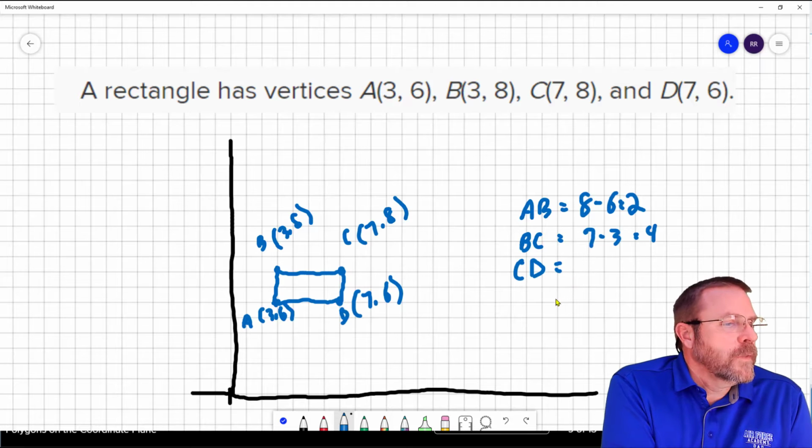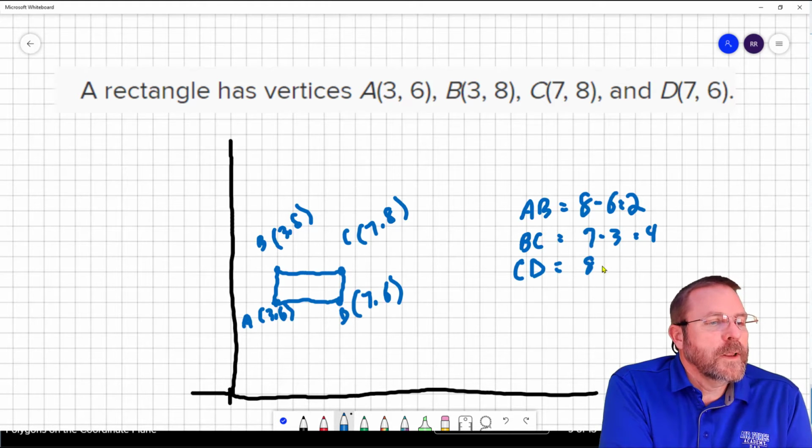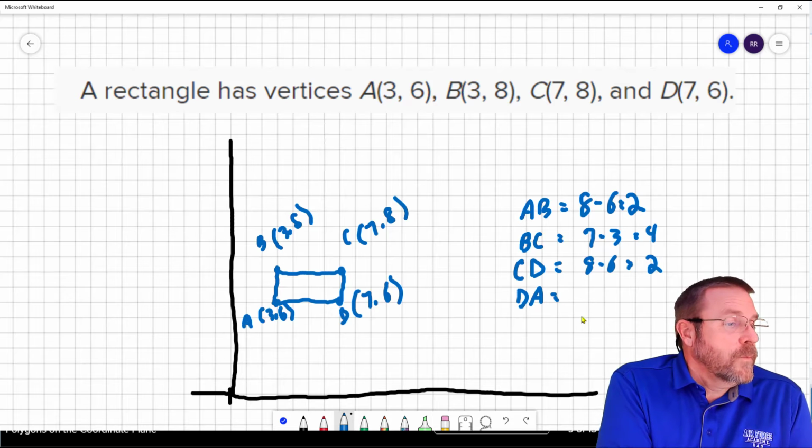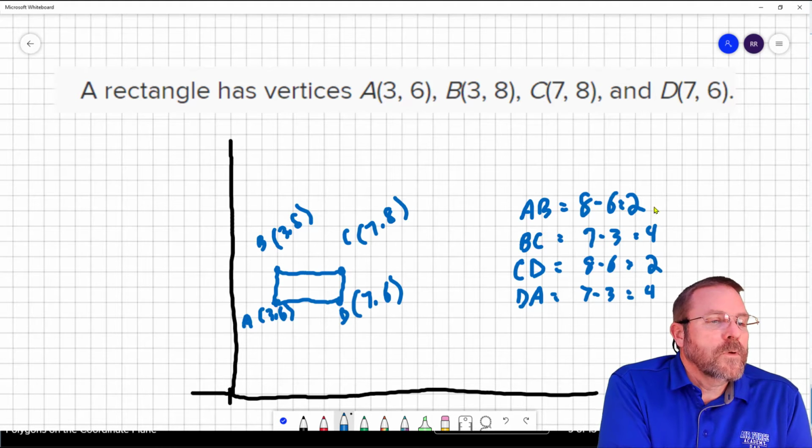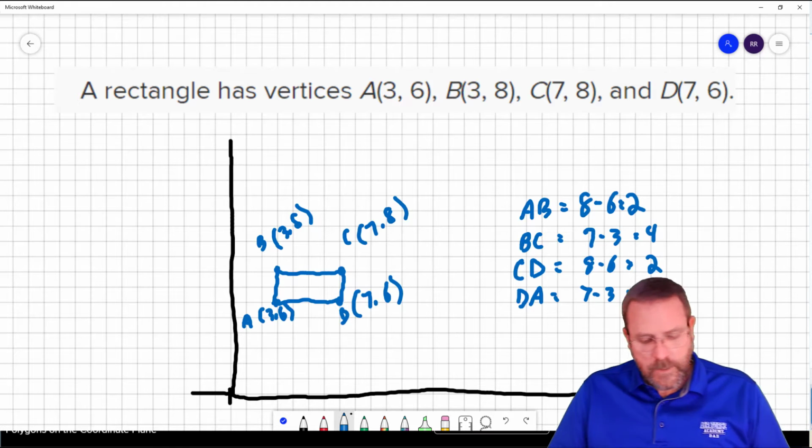CD, for that one, my x terms are the same, so my y terms are different. 8 minus 6 is going to equal 2. And then going back to side DA, for that one, my y terms are the same, so my x terms are different. 7 minus 3, that's going to equal 4. Add those numbers up. 2 plus 4 is 6, plus 2 is 8, plus 4 is going to be 12.